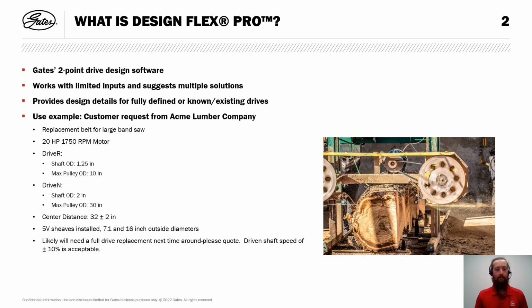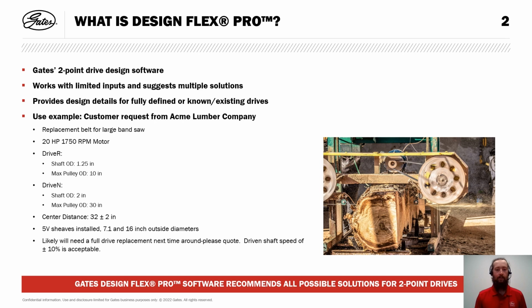They've given me a center distance with a relatively tight tolerance, and they've given me some information about the pulleys that they currently have installed, onto which we'll need to fit this replacement belt. They've also said they likely will need a full drive replacement next time around and asked us to quote that. For this, they've said the driven shaft speed can vary within plus or minus 10%. This will serve as a great example for us to show some of the capabilities of Design Flex Pro and how it can recommend all those possible solutions for a two-point drive.